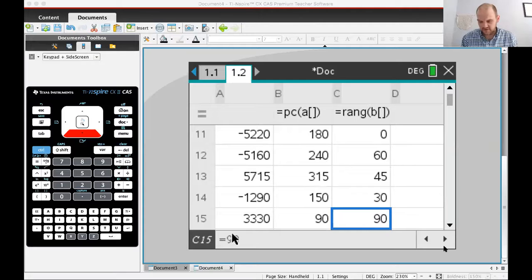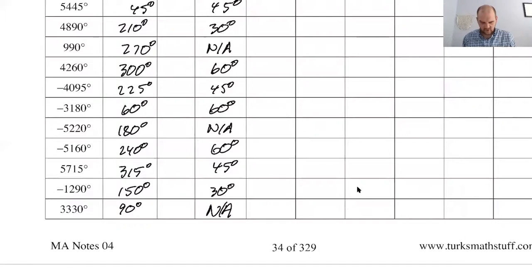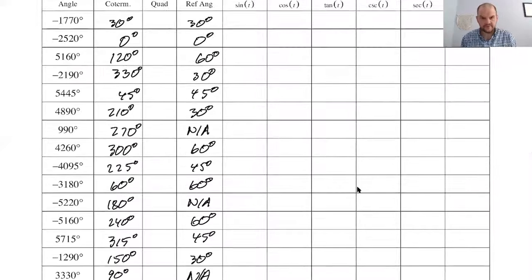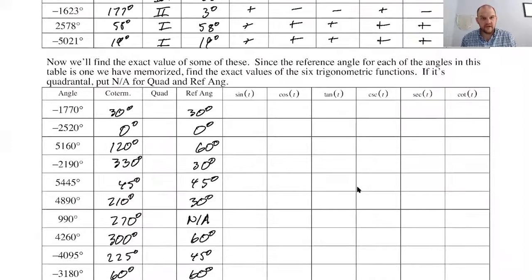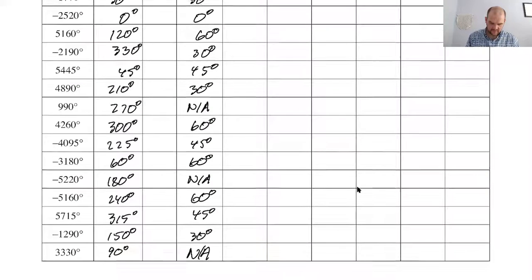And we're actually almost done, because all we have to do now, I mean, it's a lot, is fill in quadrants, which is very straightforward. Let's see what the directions are. Put NA for quadrant and reference angle if you get a quadrantal. So there's a couple of those. Let me go back and do that.